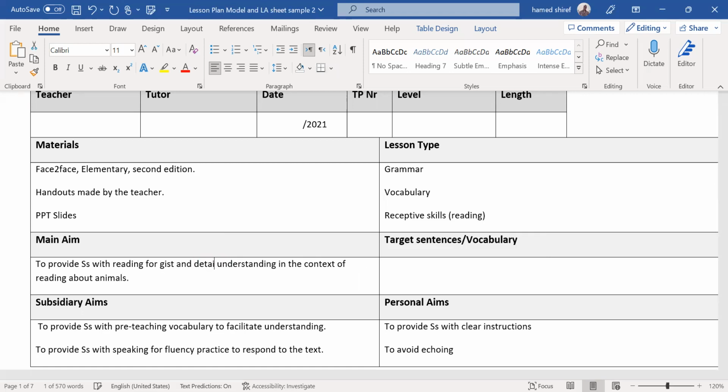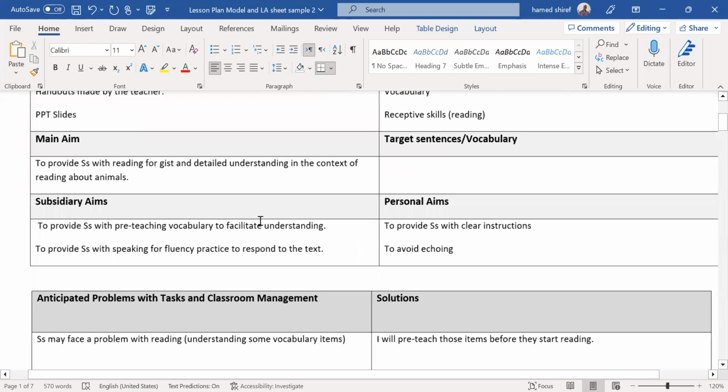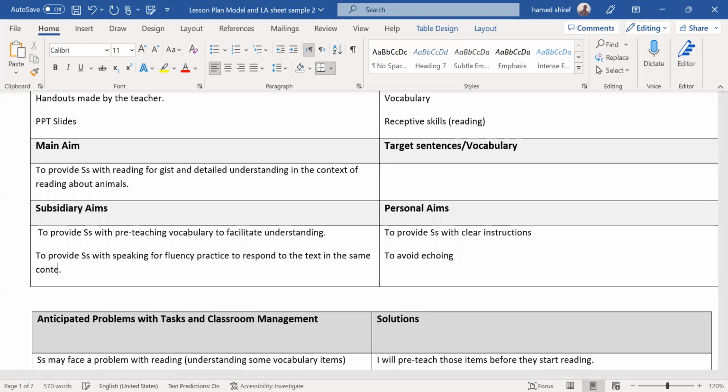Now, sub-aims can be the same idea: to provide students with pre-teaching vocabulary to facilitate understanding. This is one thing. Also, to provide students with speaking for fluency practice to respond to the text, because this will be the aim. And of course, we will need to add the context. So maybe we can say in the same context as the main aim, because basically the context will need to be the same.